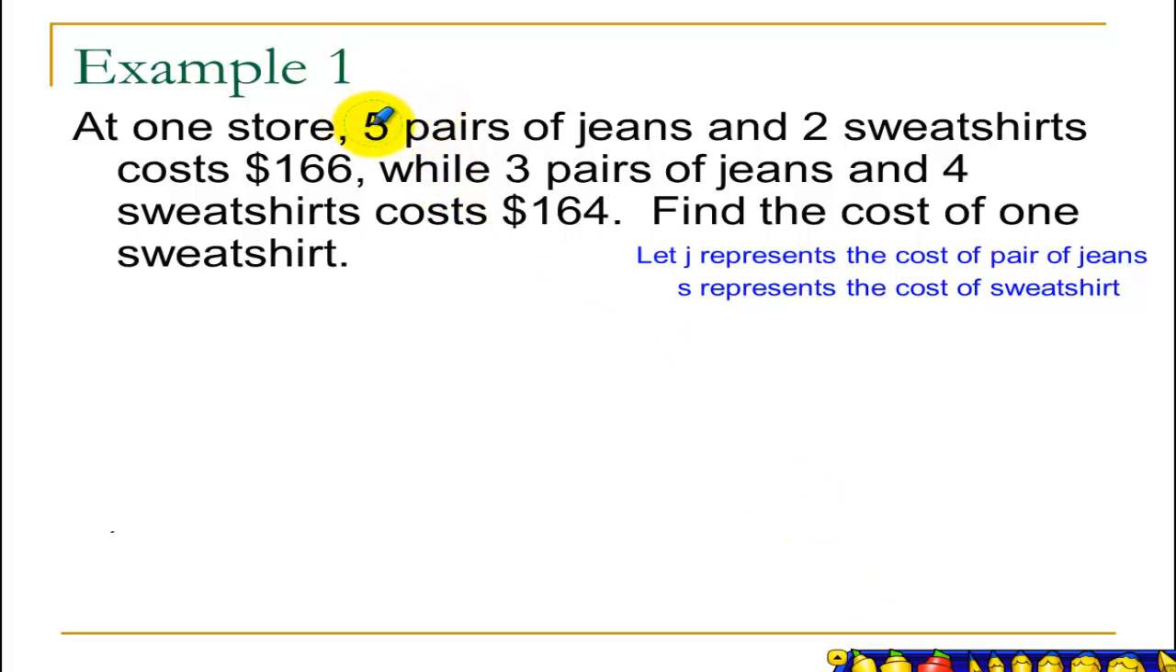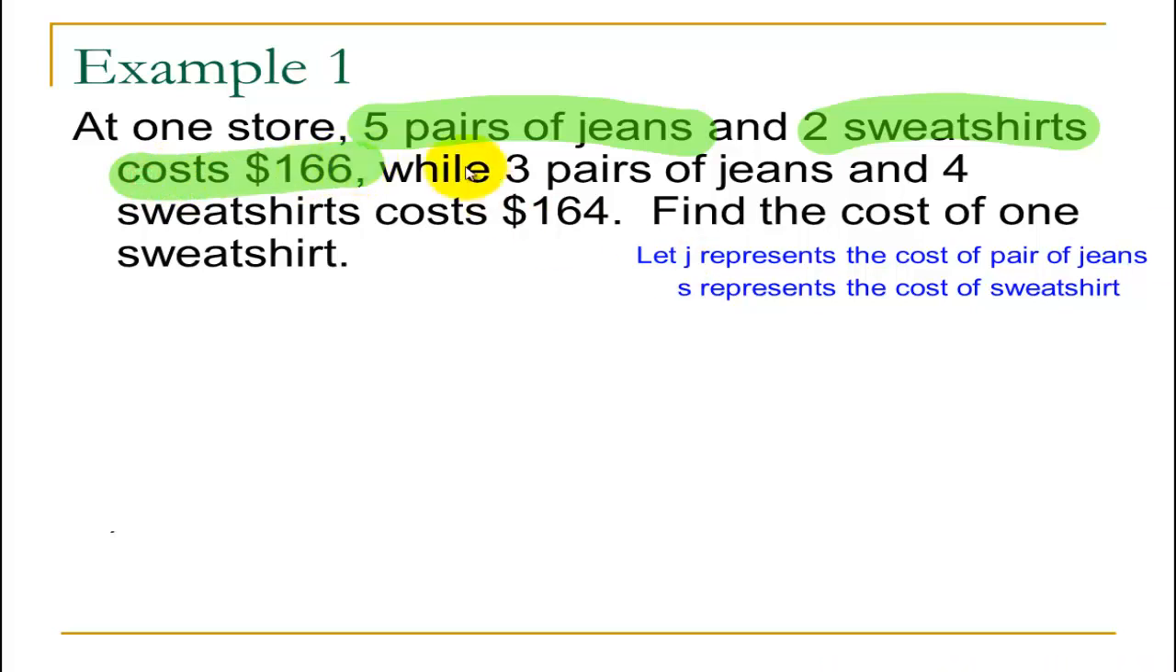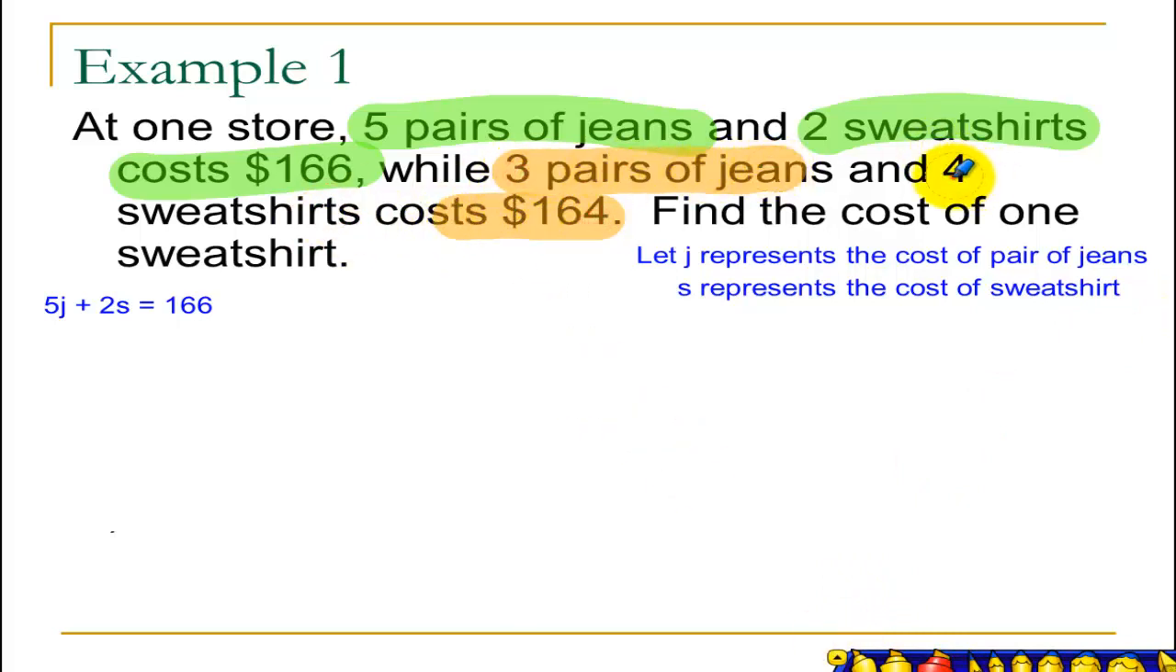From the problem, it says here that 5 pairs of jeans and 2 sweatshirts cost $166. So we can write this into an equation: 5J plus 2S is equal to $166. Also, it says here that 3 pairs of jeans and 4 sweatshirts cost $164. So 3 pairs of jeans and 4 sweatshirts equal 164. We can write this as an equation: 3J plus 4S equals 164. Now that we have the system, we will be able to find either the value of J or S.